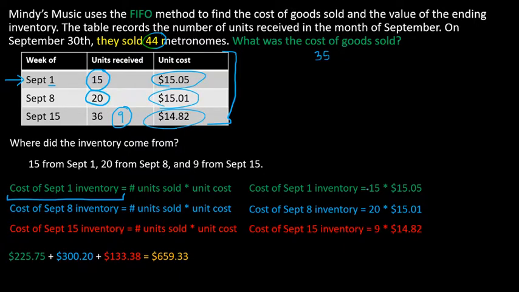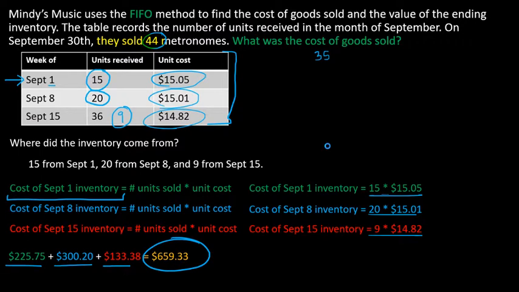Simplifying each of these pieces, we get 225.75 plus 320 plus 133.38. We add it all together, we get 659.33. So the cost of goods sold was 659.33.